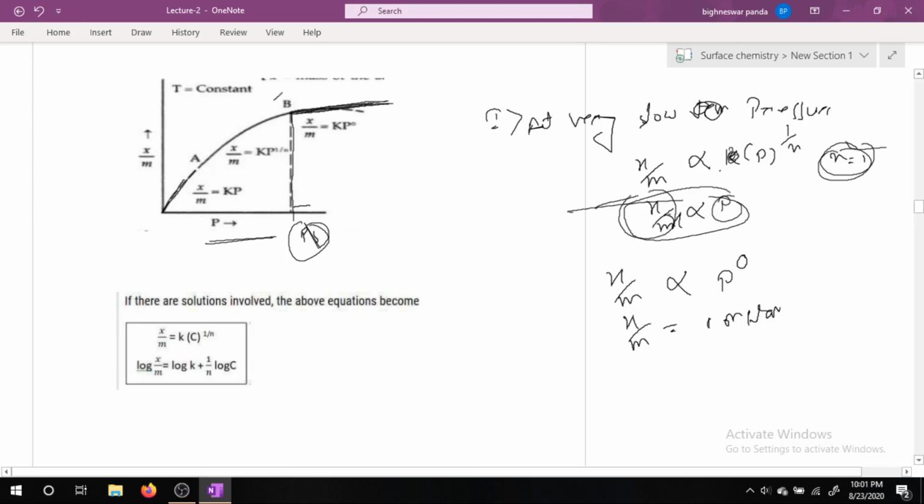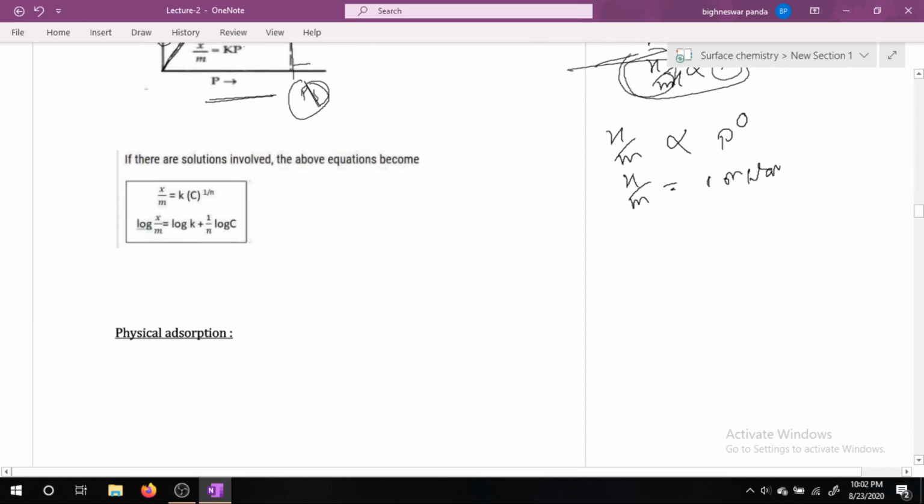At low pressure, x by m is equal to kp. At high pressure, x by m is equal to k into p to the power 0. At moderate pressure, x by m is equal to k into p to the power 1 by n. So this is the basic idea we can get from this graph that Freundlich already explained. Another part is there. If a solution is involved, the above equation becomes x by m is equal to k into c power 1 by n, where c is the concentration of solution.